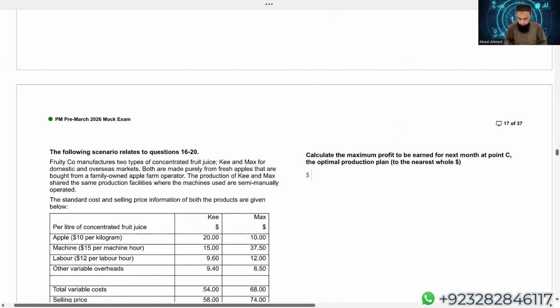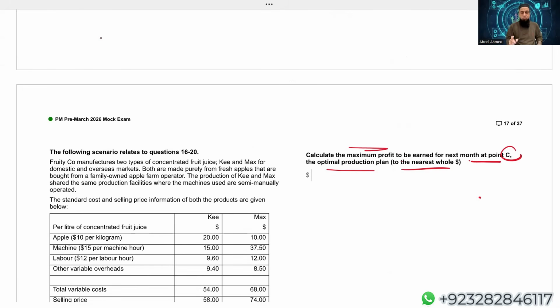Now next question. What is the maximum profit to be earned for the next month at point C, the optimal production plan, to the nearest whole dollar? They're not asking what is the maximum contribution. Some of the students make a mistake here: they end up calculating maximum contribution. You will lose marks. It's not a long question where they will give you marks for the steps. Here, if your answer is correct, you will get marks, otherwise there are no marks. So here, they're not asking maximum contribution, they're asking maximum profit.